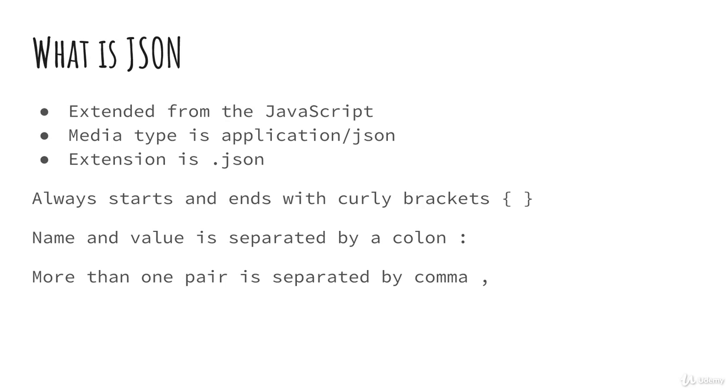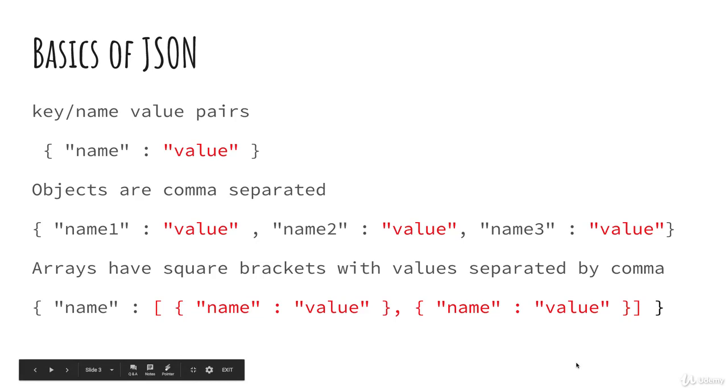JSON, just like JavaScript objects, does start with those curly brackets. And if you have a name and a value, they're always separated by a colon. And if you have more than one pair, it's separated by a comma. So those three things they do have in common.